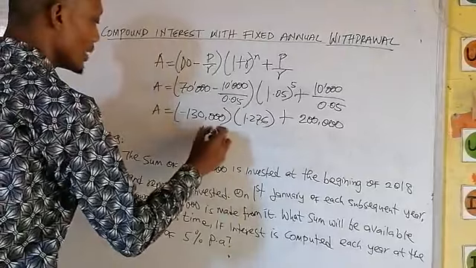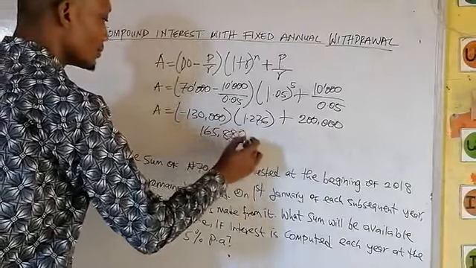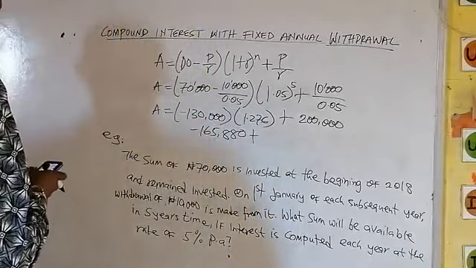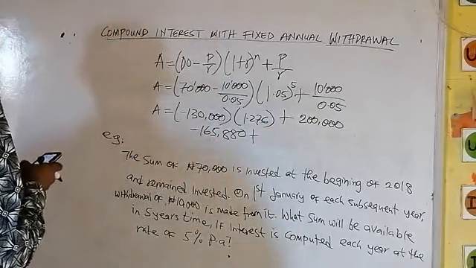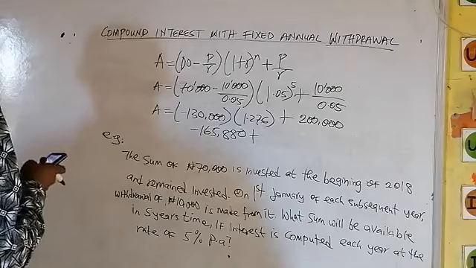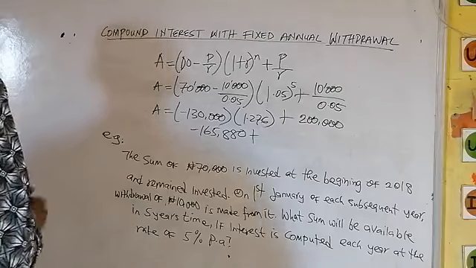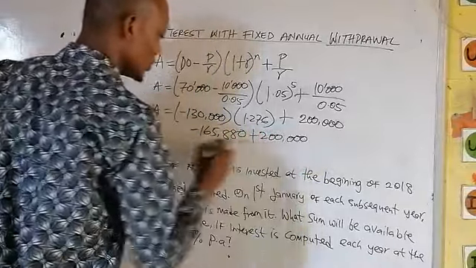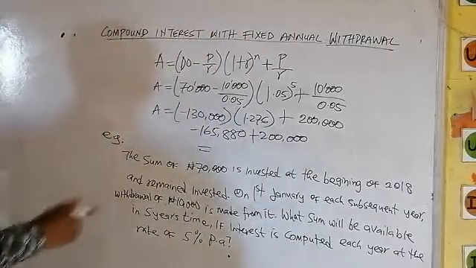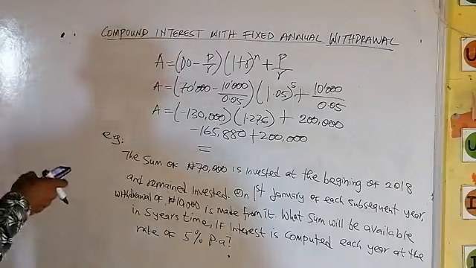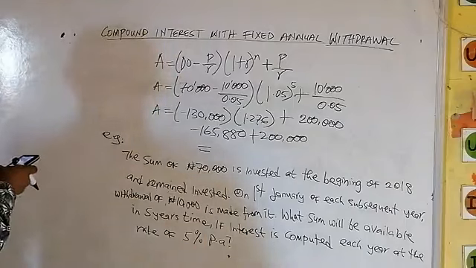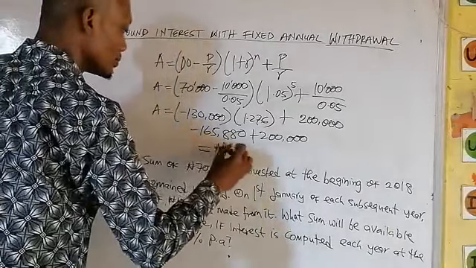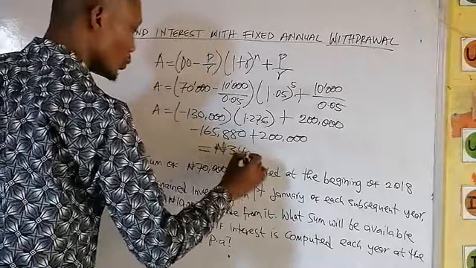The minus sign will still be there. So we have minus 165,880 plus 200,000. What do you have? You have 34,120.